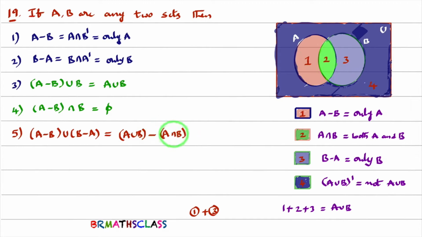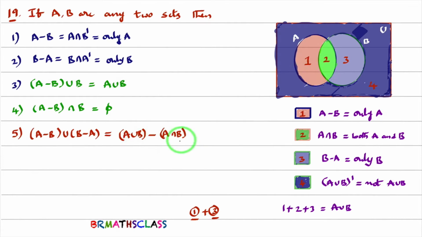Please try to understand. A minus B union B minus A. A minus B is part 1 in this diagram. B minus A is part 3 in this diagram. A union B means 1 plus 2 plus 3 minus the second part, which is nothing but A intersection B. If I remove this, I'll get the same thing.